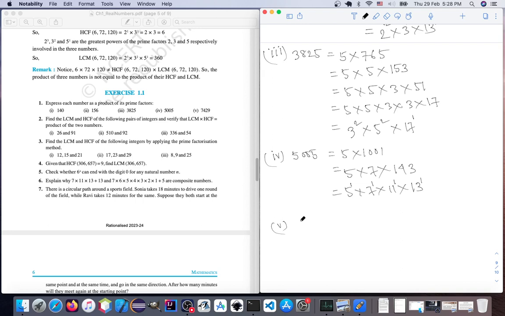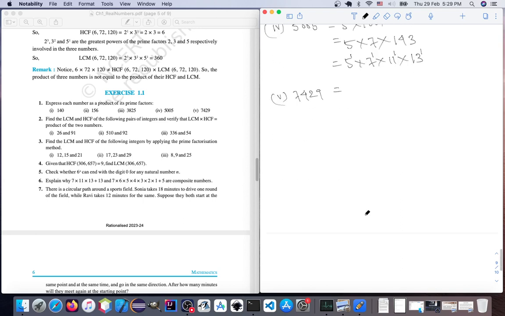This 7429, it is a pretty big number. Okay, 7429, is it divisible by 9? 9 into 8 is 72, 2, 18, 4, 49, no. Let's try 3. 3 into 3, 3 into 6, 1, 3, 12, 21, 7. No, it is not divisible by 3 either.